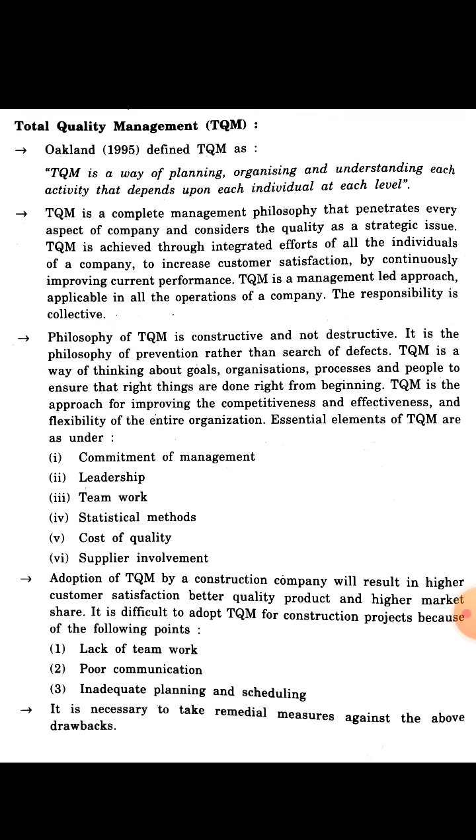Now second is poor communication. Because of the large project, communication is not properly done between two persons or two higher authorities. So due to this poor communication, TQM is not achieved in a large construction company. And planning and scheduling is not done properly in a construction company, because all the work is not completed on time or before the time.